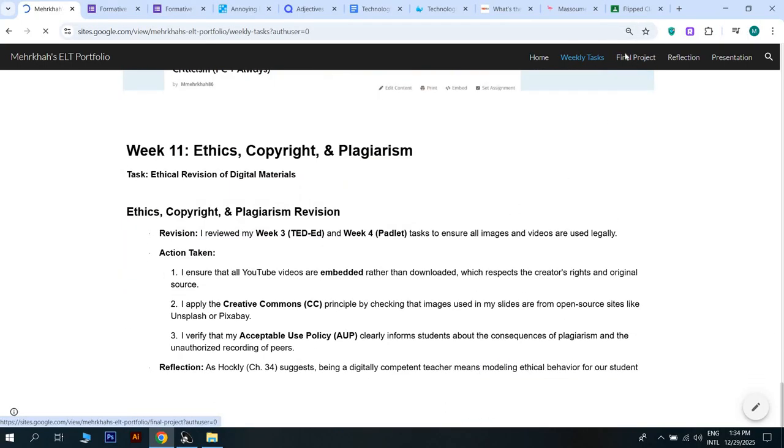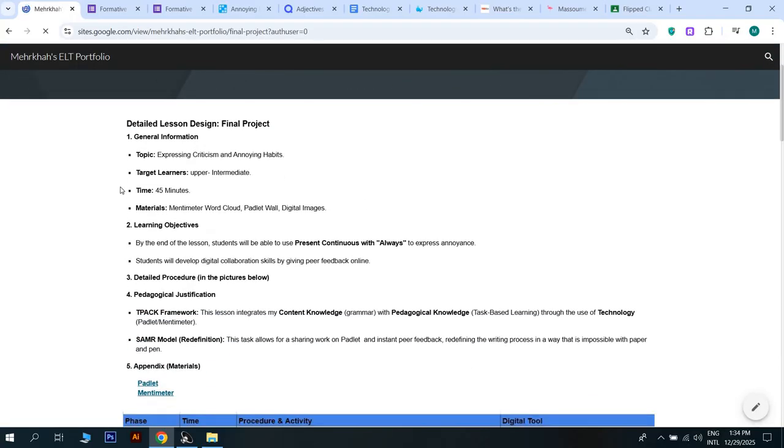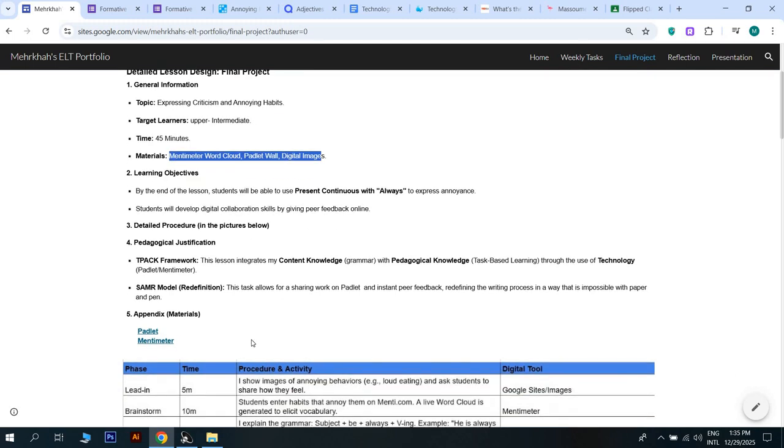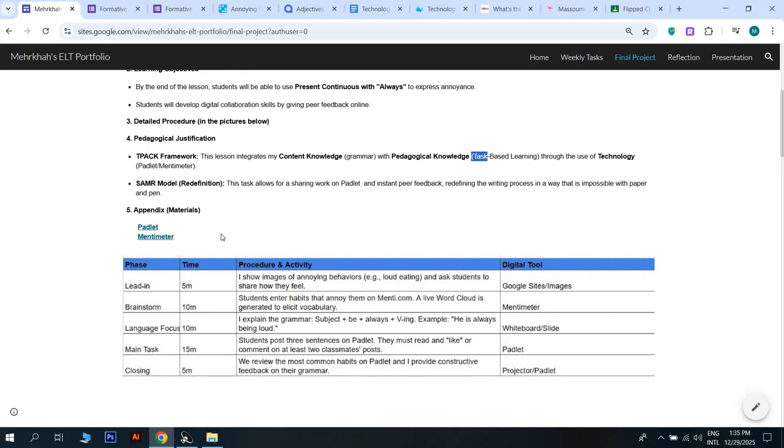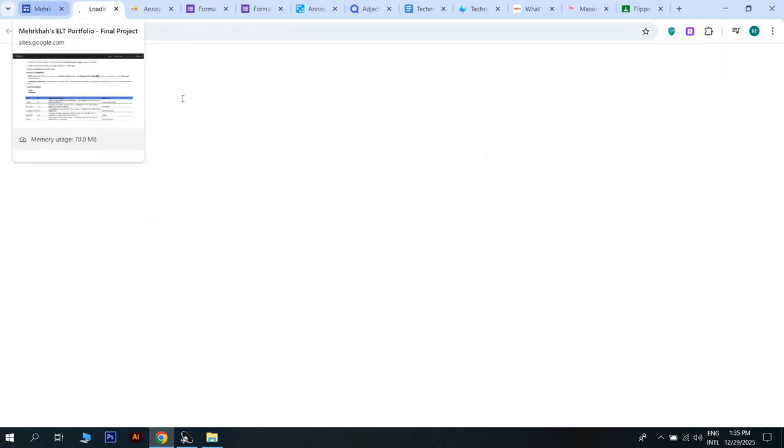For the final project, I had a lesson designed around expressing criticism and annoying habits, for intermediate level, 45 minutes, and the materials I used were Mentimeter and a Padlet wall. I explained the procedure here. We have some objectives: present continuous with always. Pedagogical justification: content knowledge, grammar; pedagogical knowledge, task-based; and technology, Mentimeter and Padlet. In the appendix, I've got my materials, Padlet again, and Mentimeter.